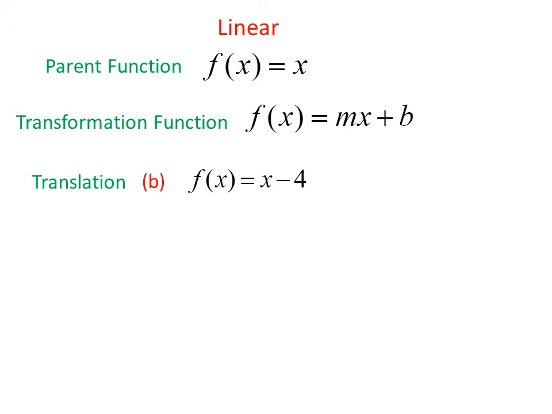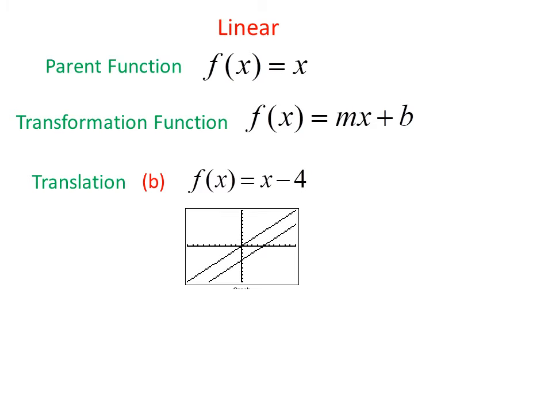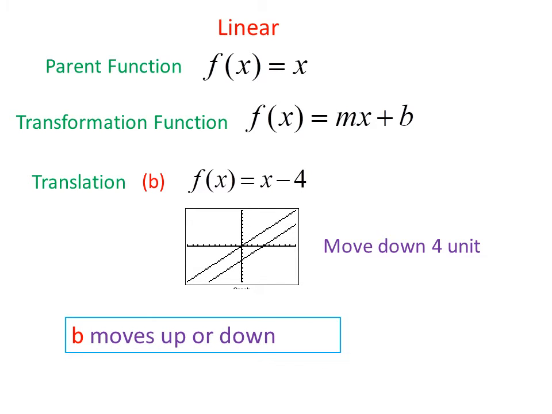So a translation is what we're adding as far as a b value. So here we've got f of x equals x minus 4, where b has now taken on the value of minus 4. What that graphically does is take this line that's the perfect diagonal, y equals x, and move it down 4 points on the y-axis. So the top line in this graph is y equals x, and then y equals x minus 4. Having that minus 4 moves the entire line down 4 units.